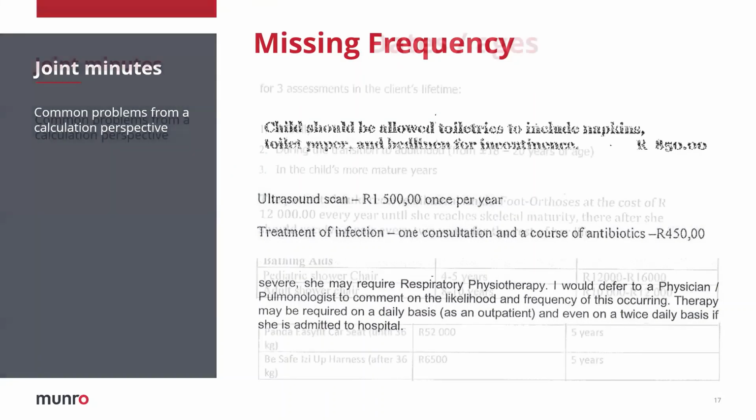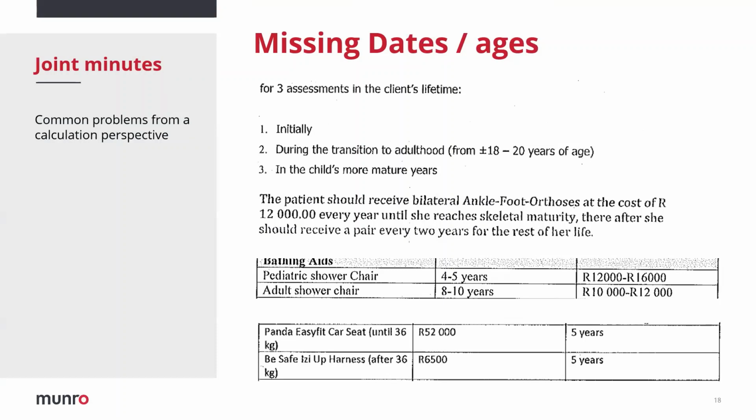And then the other one is missing dates or ages. So for instance, this expert here is saying that the child in more mature years, this is going to happen. We don't know what more mature years means. There's no assumption for us to make there. And then here it's speaking about the pediatric shower chair, adult shower chair. So it says 4 to 5 years and 8 to 10 years, but there are ages that are missing there. So there's a transition in between that was not accounted for. So we also need that. There's a missing date and missing ages in order for us to do that transition.